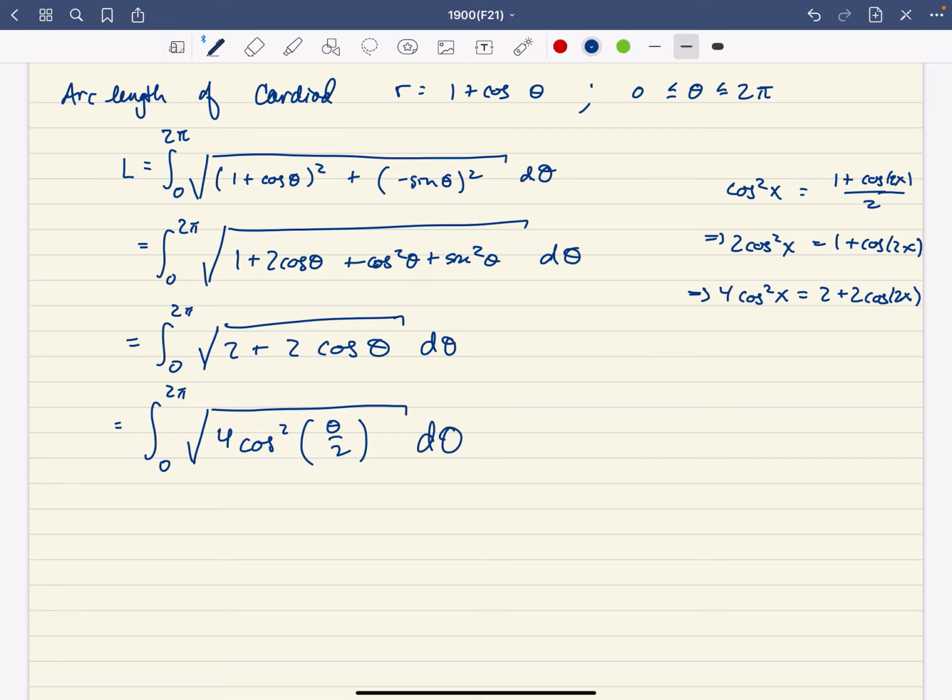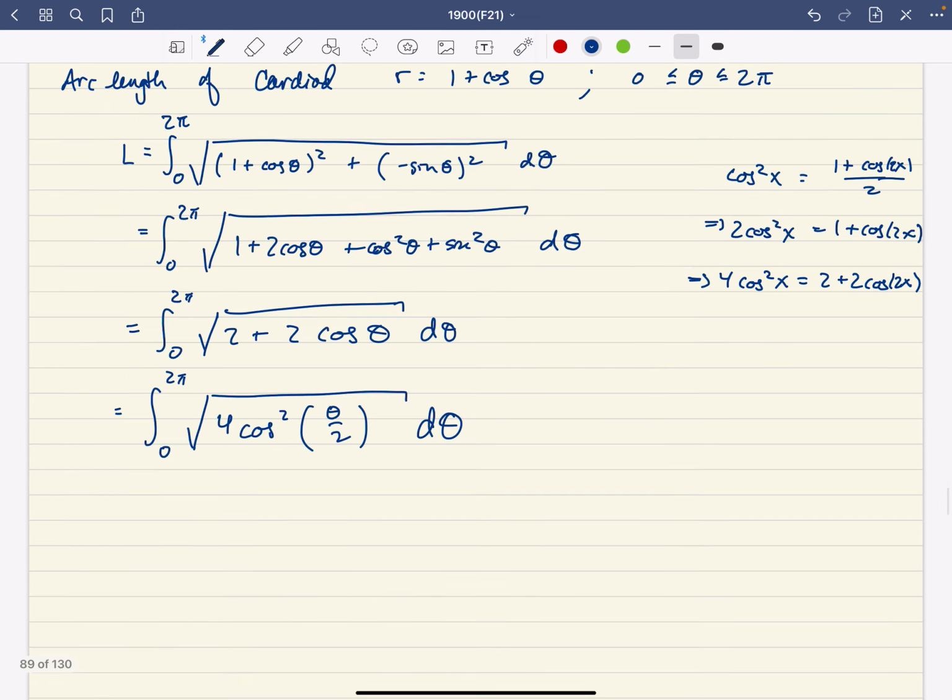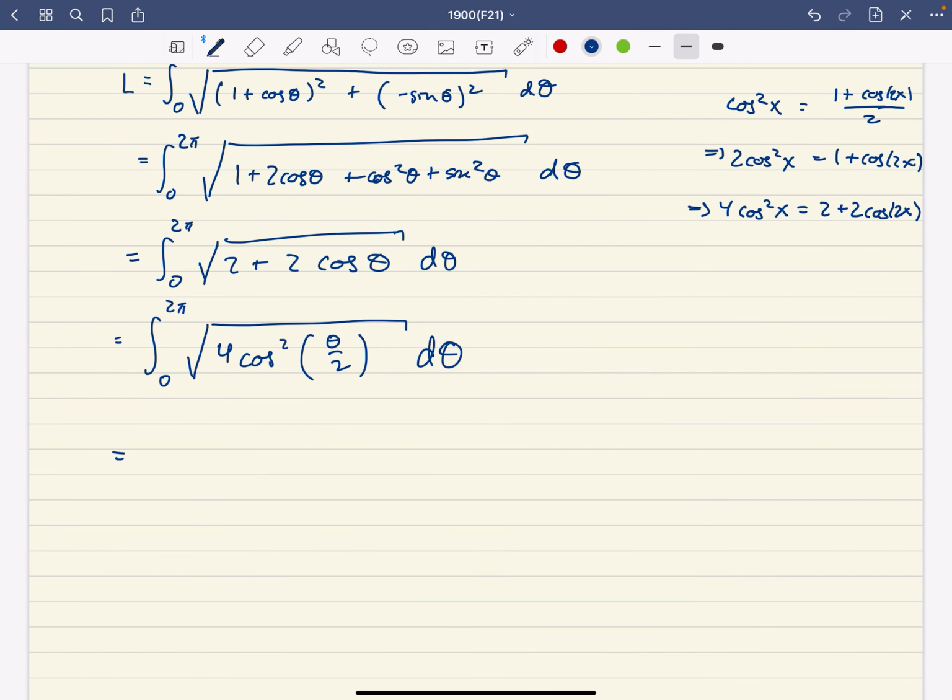And now what we're going to do is evaluate this integral. This is a square under a square root. So this is going to be the integral from 0 to 2 pi. And I made the ridiculous error in class of saying that the square root of something squared was just that thing, but it's not. It's the absolute value. So this is 2 cosine of theta over 2, integrated from 0 to 2 pi.